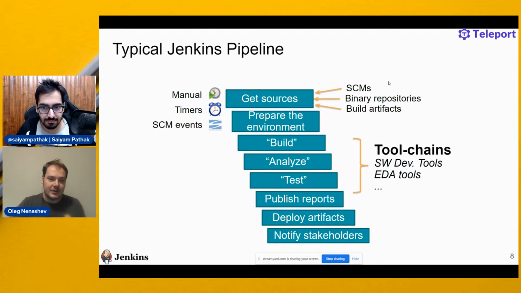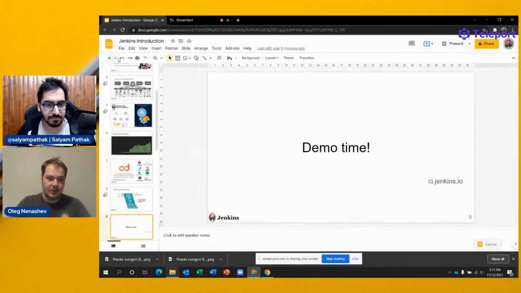So you check out sources based on various events, like an SCM commit, or somebody triggers it manually. Then you set up the environment to run the build, run analysis, for example static analysis, and then perform testing, publish results, and deploy all the artifacts and certifications. If you have ever built your project, most likely you have seen pipelines like that. In Jenkins, this pipeline is just one of the examples of what you can implement. I'll probably switch more to the live demo from now.